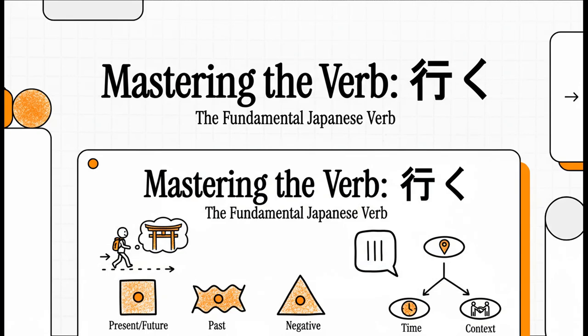All right, let's dive right in. Today, we're going to tackle a verb that is at the absolute heart of the Japanese language, iku, which means to go. Seriously, if you can get this one right, you unlock a massive piece of the whole puzzle. So let's break down its essential forms step by step.